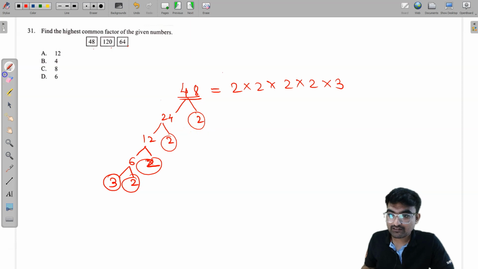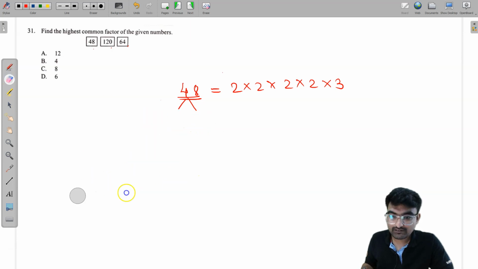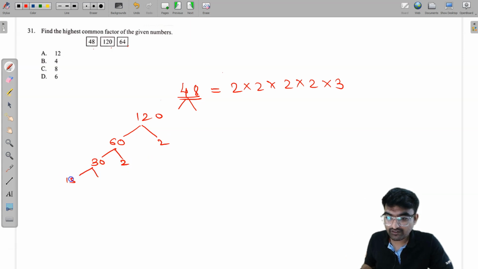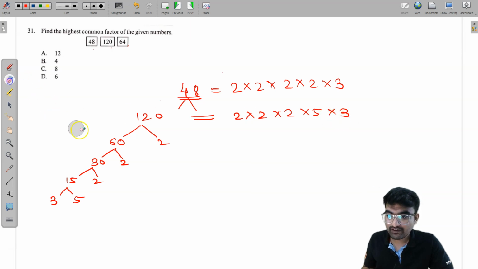Correct. So similarly for 120. Now 120 can be divided as 60 into 2. 60 can again be divided into 30 into 2. 30 can be divided into 15 into 2. And 15 can be divided into 3 into 5. So the factors of 120 will be 2 into 2 into 2 into 5 into 3. Correct? So these are the factors of 120.